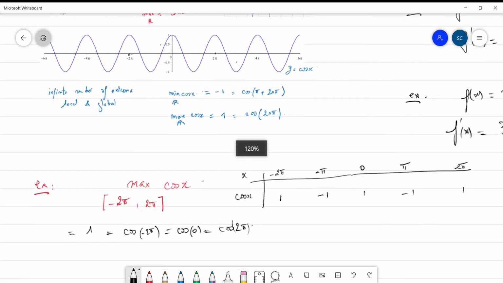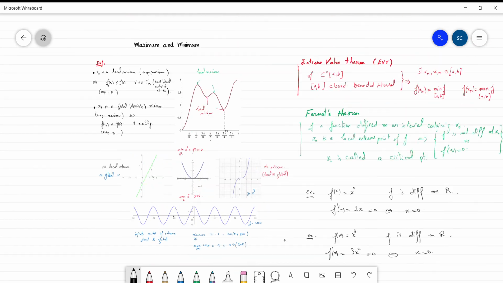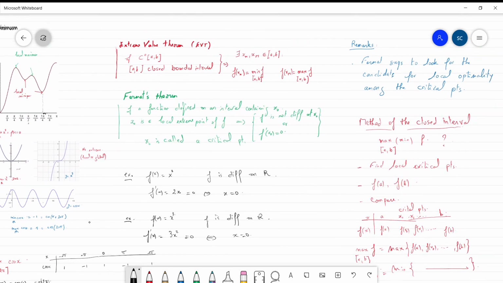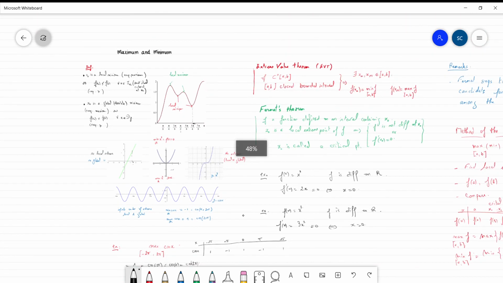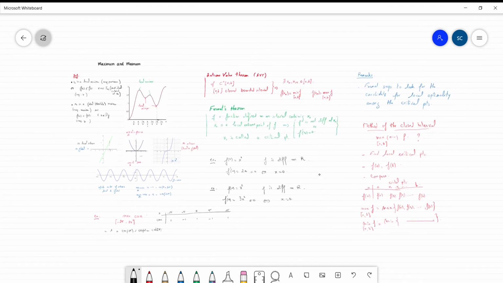Okay, so this is what we learned today: local extreme points, critical points of a function, Fermat's theorem, the extreme value theorem, and the closed interval method. This is also the first time we are solving optimization problems. The definitions of local extreme and absolute extreme value are also very important.